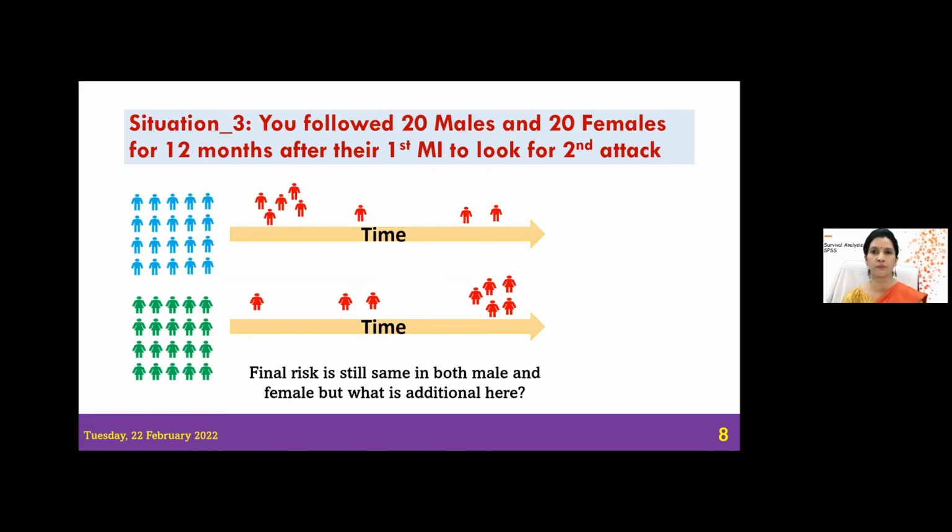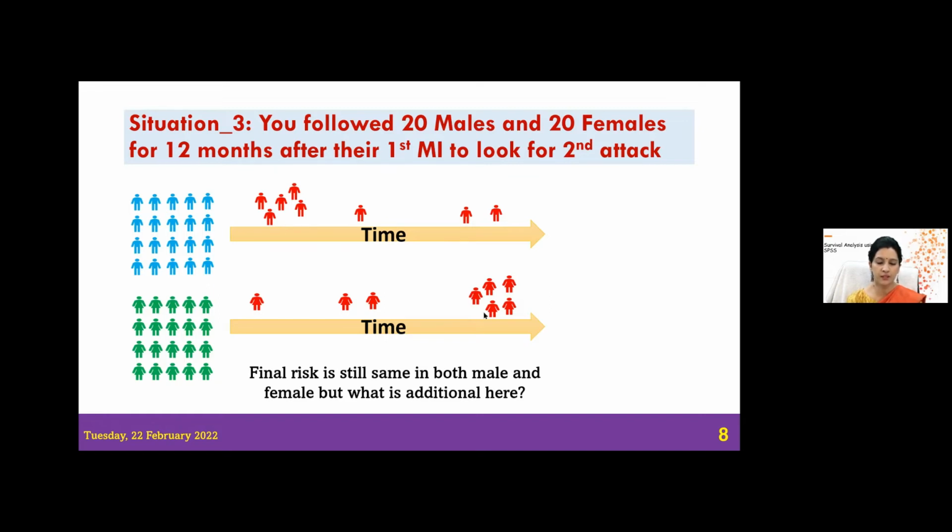Ma'am, we are following 20 males and females. Yes, right. They already had their first MI attack, and we will look out during the time period for the second attack. So I am guessing that these red people suggest that they already had a second attack. These are events.